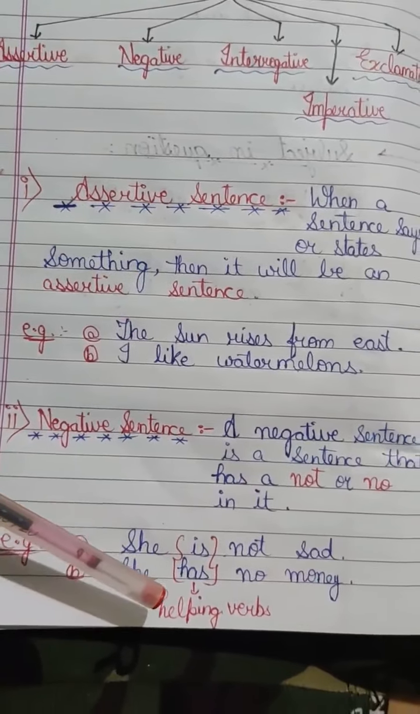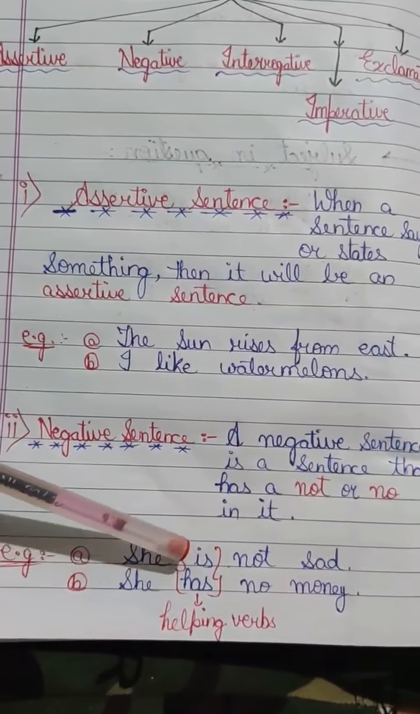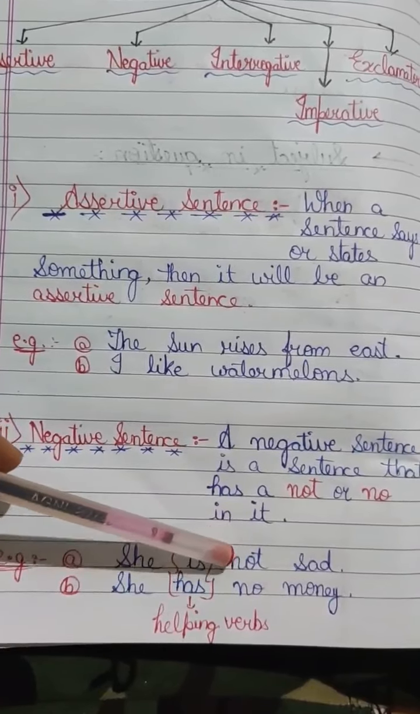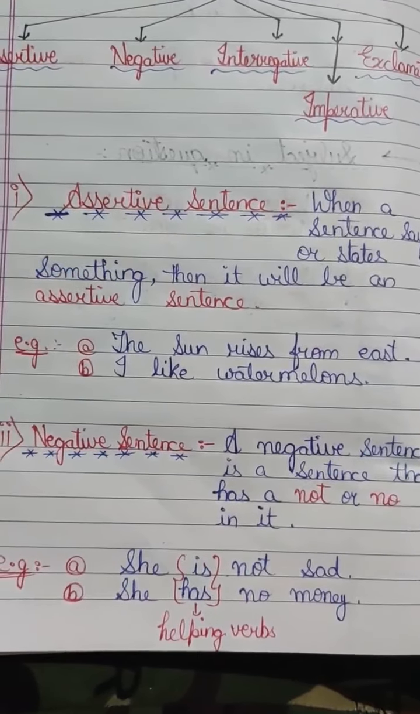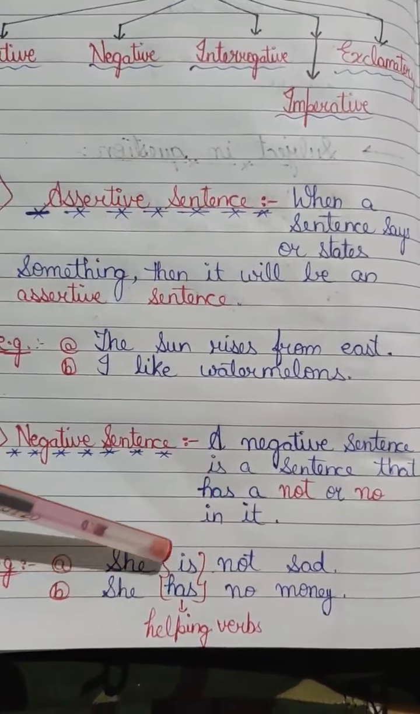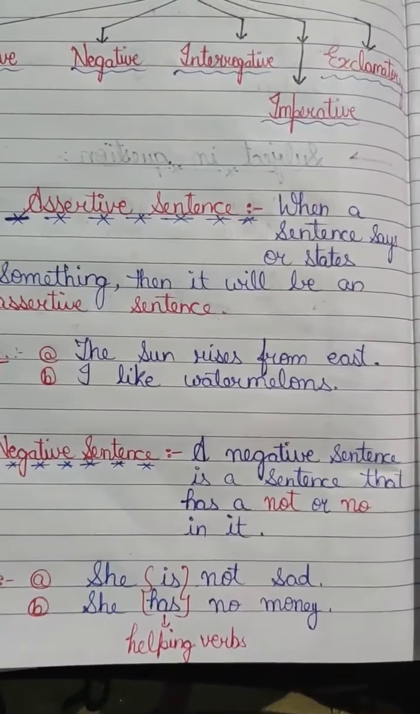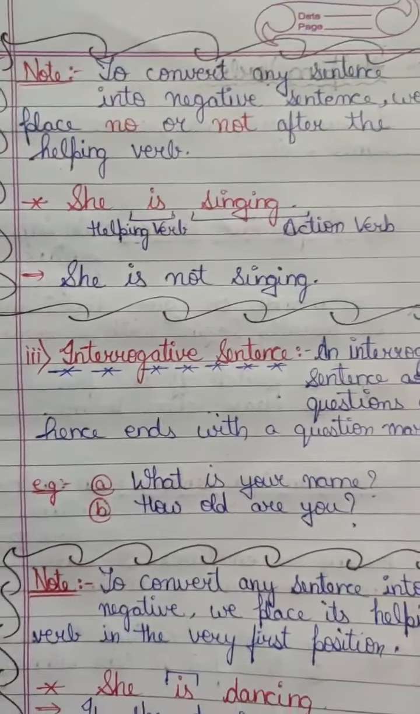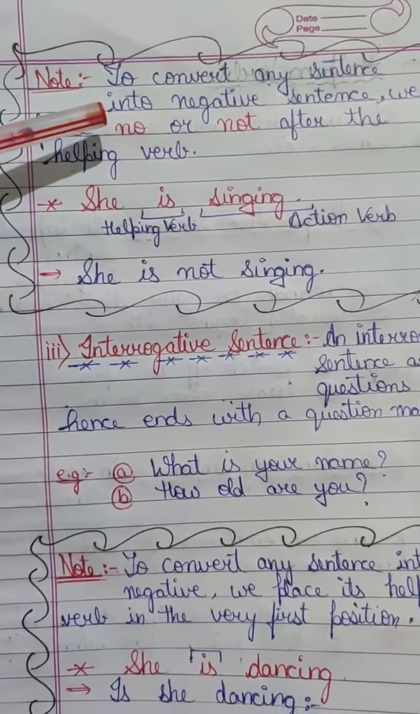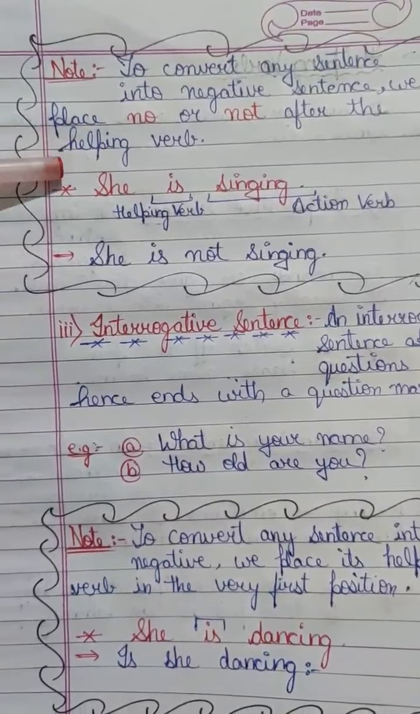You can observe one thing. I have mentioned helping verb, right? So, after the helping verb, we have put no or not, right? So to convert any sentence into a negative one, we have to put no or not after the helping verb. Okay, so let's have a look at the note I have written. To convert any sentence into a negative sentence, we place no or not after the helping verb.